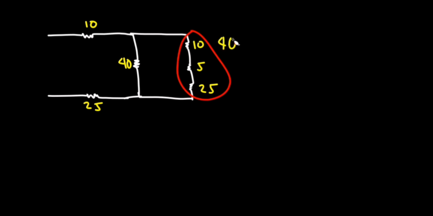Another circuit. It is a combination circuit with 3 series connected resistors in parallel with 1 resistor. Then its equivalent circuit is in series with 2 other resistors. First thing to do is to add these 3 resistors in series. So 10 plus 5 plus 25 will be 40 ohms. Then the equivalent circuit will be like this.